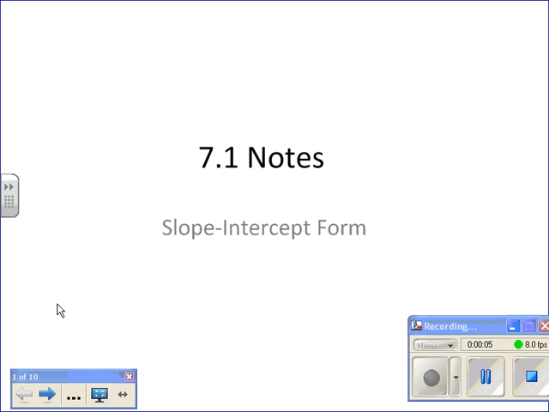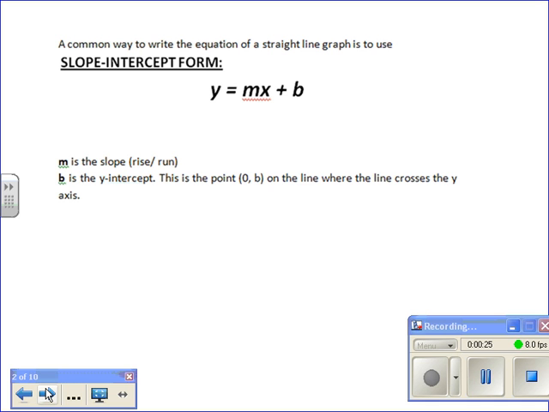We're looking now still at equations of straight lines, and we're going to look at slope-intercept form, which is a specific way to write the equation of a straight line graph. And we need to know how to do that, and we also need to know what the different symbols mean. So a very common way to write an equation is to use this slope-intercept form.